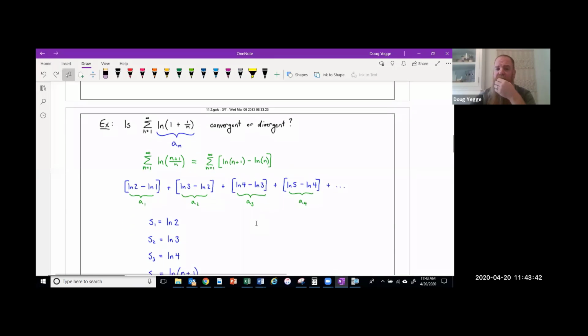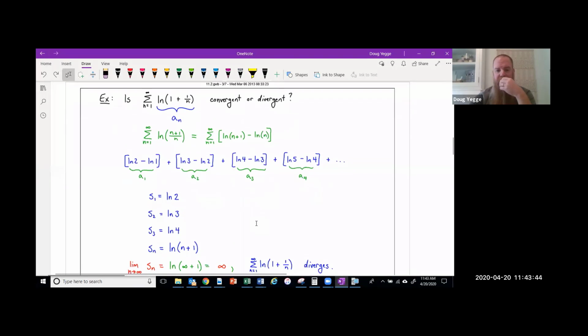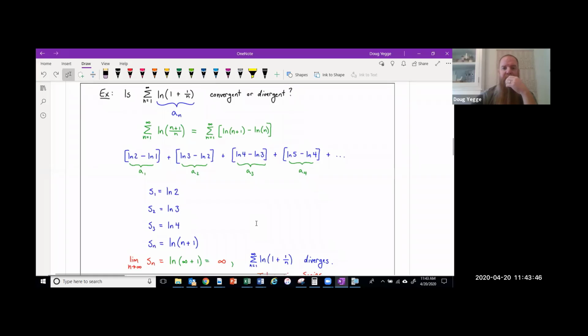So let's just take a look at this one right here. This example is a really cool one because this is an example of what we refer to as a telescoping series. There was a Khan Academy video that talked about something like this before as well, but this is a telescoping series.